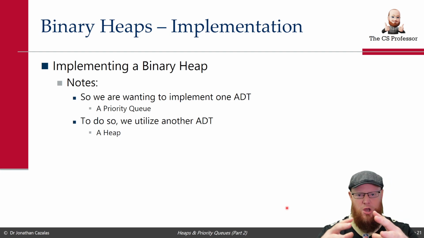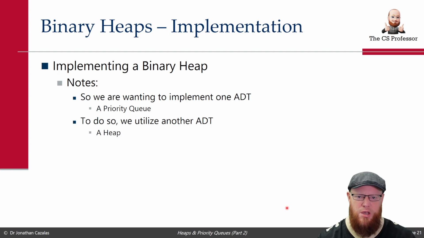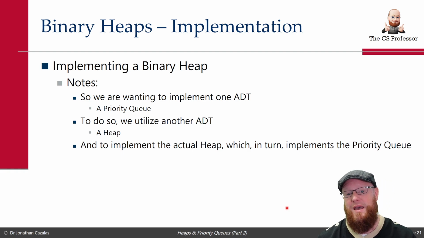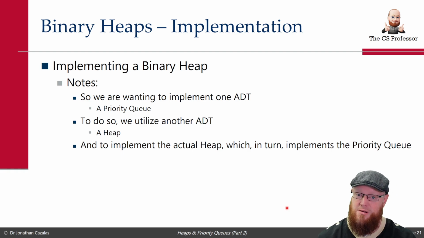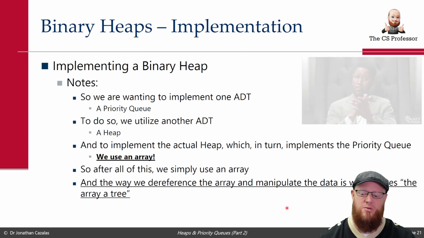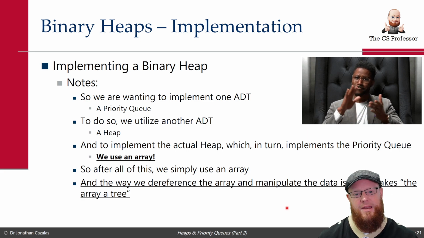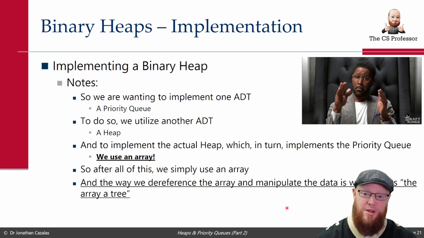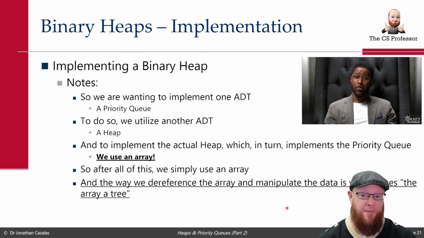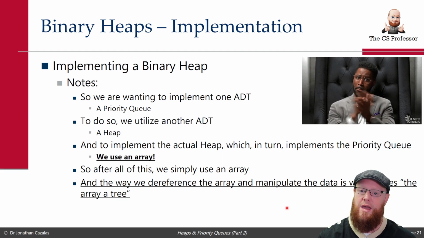What is a heap? This tree structure. It's a complete tree. It has this invariant where the greatest node will be at the top if it's a max heap and its kids will be smaller, right? We learn about this heap structure. But in the end, in order to implement this heap, which in turn implements the priority queue, guess what? We simply use an array. And it's how we dereference this array and manipulate the data within this array that makes the array a tree.